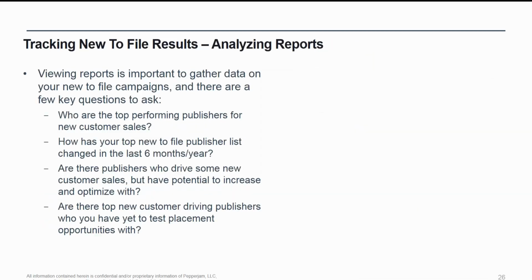And when you're taking a look at these reports, there are a few questions that you're going to want to ask yourself. Who are the top performing publishers for new customer sales? And has that shifted in the last 6 months or the last year? Maybe someone that recently joined is driving a lot of new customer sales. You might want to start engaging with them as well. Are there publishers that drove some new customer sales but have more potential to optimize with? Maybe someone has been driving some new customer sales, but you haven't yet worked with them. Consider reaching out to discuss ways to increase that.